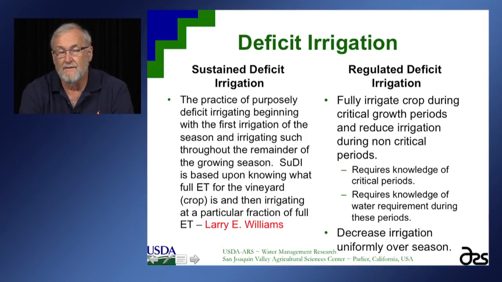So some work that Larry Williams did with Thompson Seedless grapes, he reduced the water supply by about 20% of the requirement as he understood it to be, and found that it did not impact the yields at all. The other idea is a regulated deficit. And this concept is that you'll decrease the irrigation uniformly during a portion of the growing season, but there are critical times that you'll fully meet the crop water requirement, and this will ensure the crop development and the yield. So it's a little bit different.